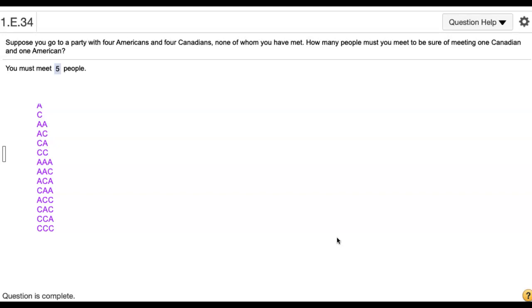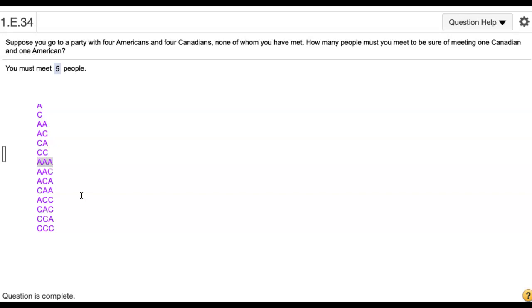But even at this point, if I'm looking at my different possibilities, if I meet one person, I'm not guaranteed to meet each 1 Canadian and 1 American. I'm only going to meet either or, not both. So if I meet 2 people, again, I'm not guaranteed to meet an American and a Canadian. This may happen instead. Same thing with 3 people. I may have this happen and not get a mix of at least 1 American and 1 Canadian.